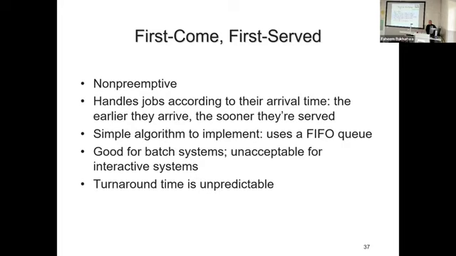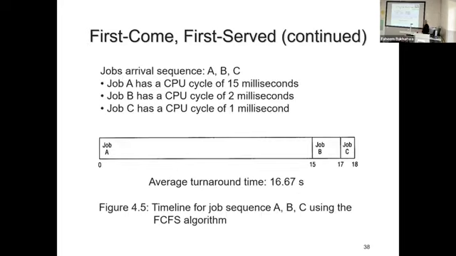How long do we want to work this out? What's the average turnaround time? You have 3 jobs, guys: job A, job B, job C. Job A needs 15 milliseconds, or 15 seconds, or 15 time units, whatever it is, and job B needs 2 milliseconds and job C needs 1 millisecond. Let's say they arrived in this order, but they're all there now at time 0.